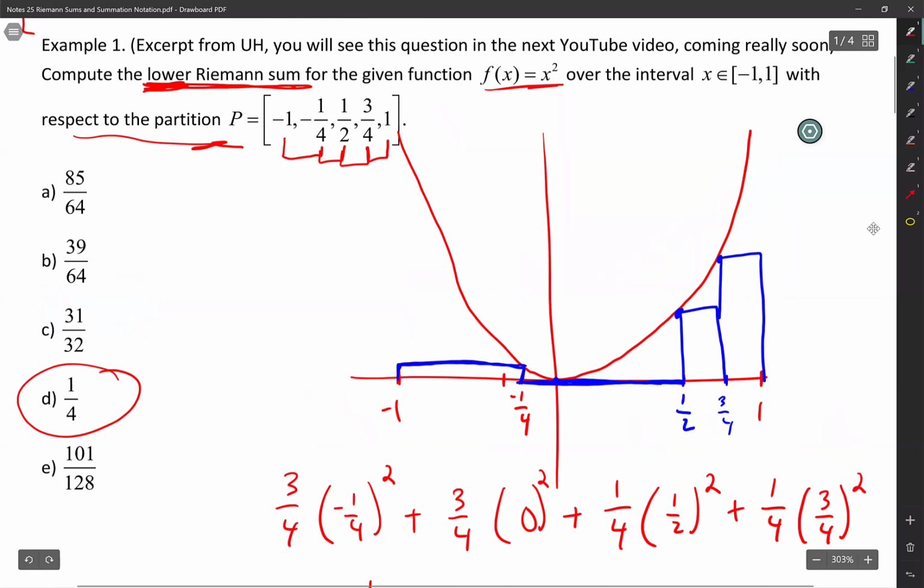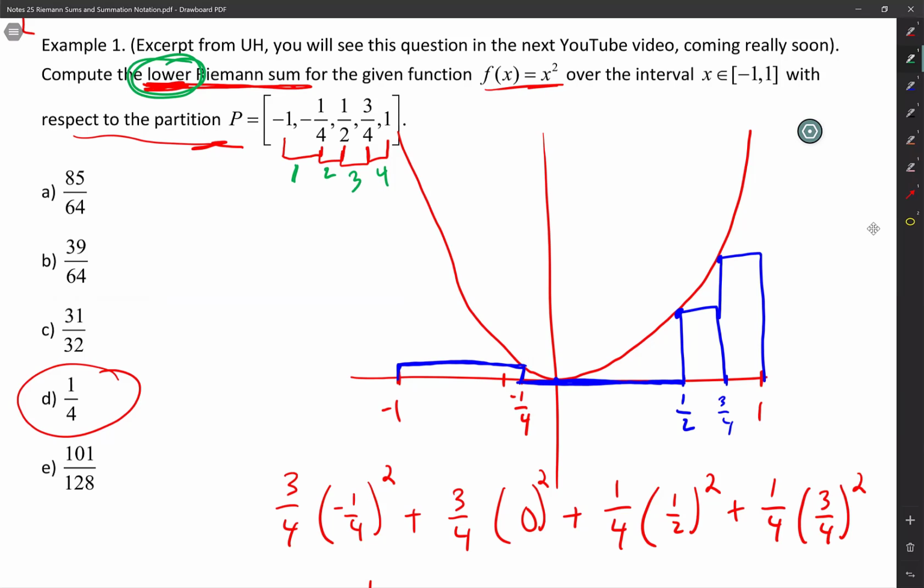So my first rectangle is between -1 and -1/4. And then my second rectangle is between -1/4 and 1/2, which is like 0 there. The third one is between 1/2 and 3/4, and my fourth one's between 3/4 and 1. So 4 rectangles. Now this one says lower, so because it says lower, we're finding the lowest point on that partition. That's why we have a rectangle with an area of 0, because the lowest point's on the x squared.